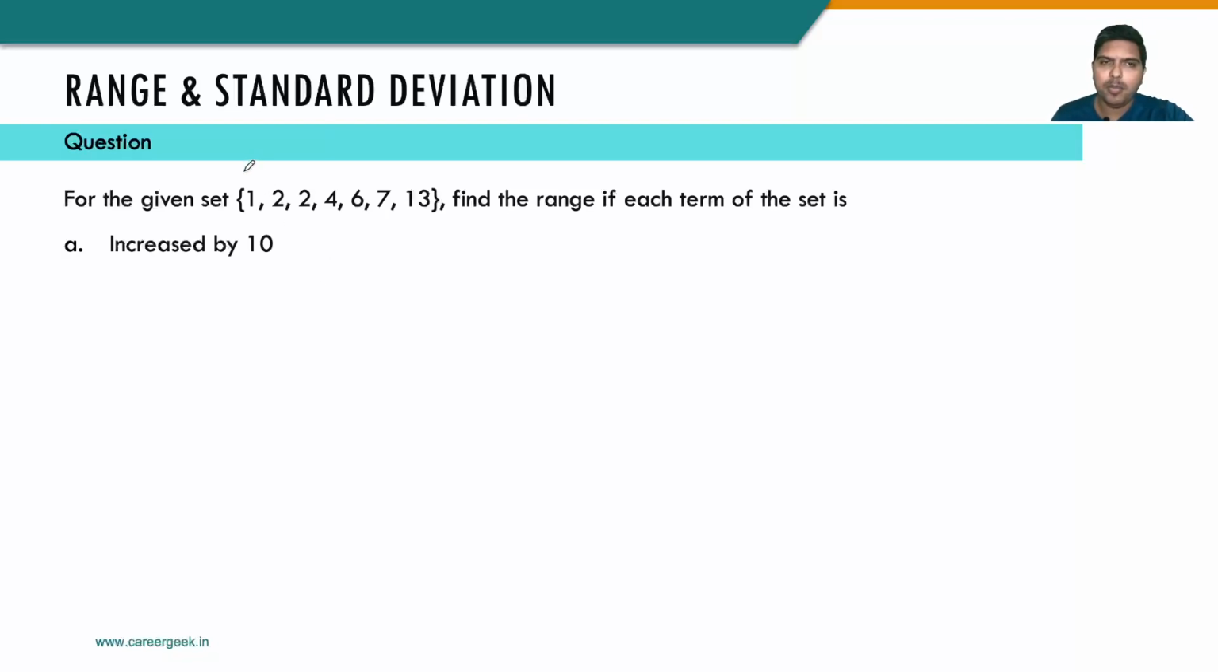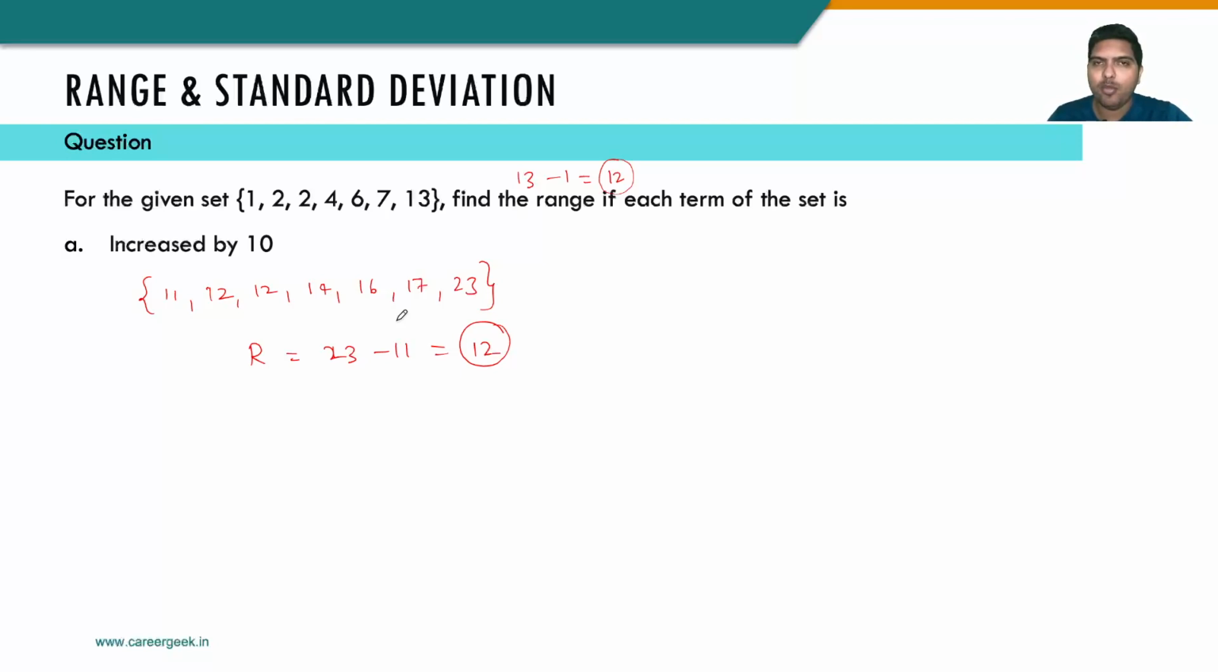Okay, we have seen in mean, median, mode, I think we have taken the same set. Mean, median, mode, they change in the same way. Range, let us see. Find the range if each term of this set is increased by 10. So what is the range of the original set? Maximum minus minimum, 12. If I increase each term by 10, 1 plus 10, 2 plus 10, 2 plus 10, 4 plus 10, 6 plus 10, 7 plus 10 and 13 plus 10. So the range is maximum value minus minimum value.